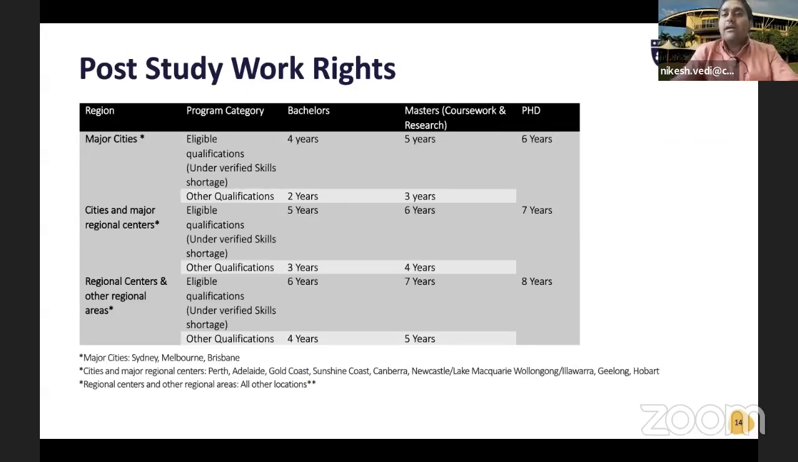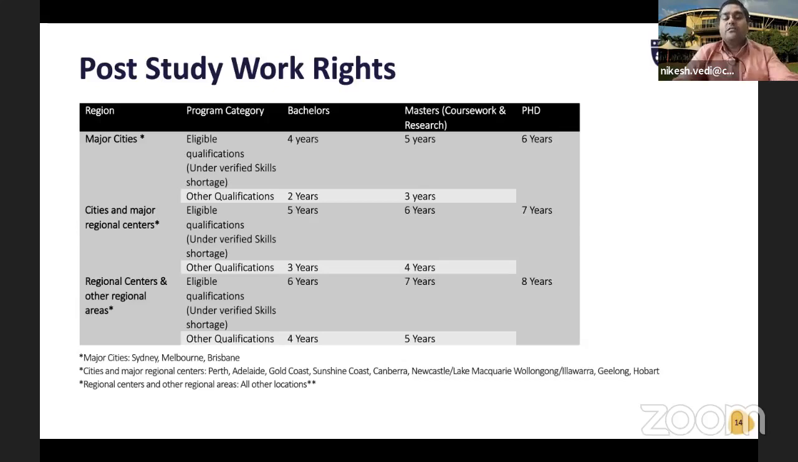Then post-study work rights. Here is some research about post-study work rights. In major cities like Sydney, Melbourne, and Brisbane, for an undergraduate degree, a student can get a work visa up to 4 years, for masters and research programs up to 5 years, and for a PhD, a student will get post-study work rights up to 6 years.